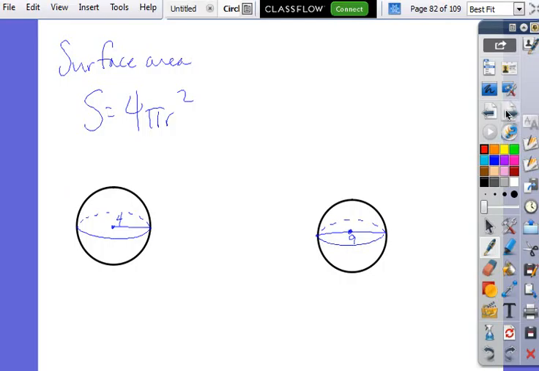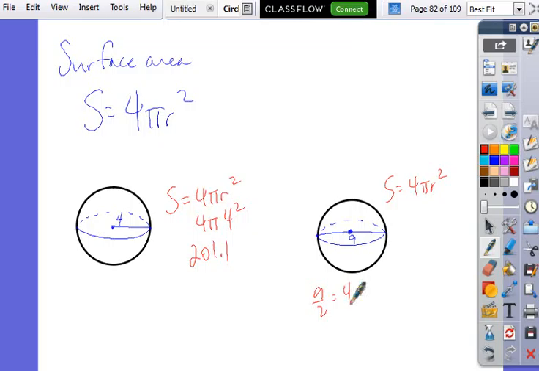So for this first one, I'm going to go 4 pi 4 squared. The second one gives me the diameter. I don't want diameter, I want the radius. So the radius in this case is what? 4.5, because I divide that diameter by 2. So I would say 4 pi and 4.5 squared. All right, any questions or problems on surface area? All you're doing is finding the radius and plugging it into the 4 pi r squared formula.